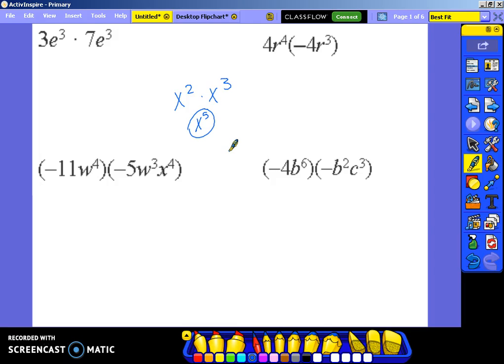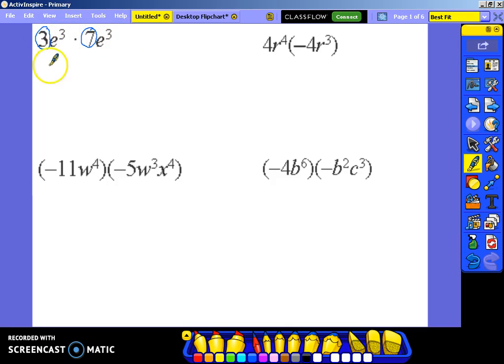Then you get into more complicated expressions where there is more than one base. When you have more than one base, look at it as if you have multiple problems in one. So I always start with my coefficient. If I don't have a coefficient, then I just move on to the variables. But for this first problem, I have 3e cubed times 7e cubed.